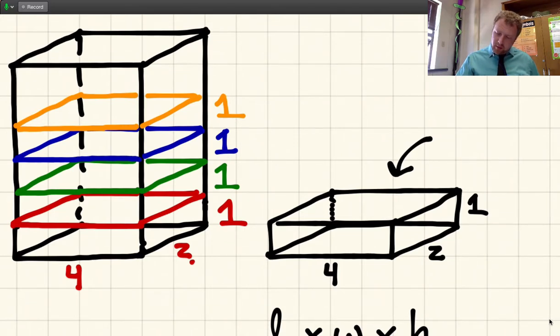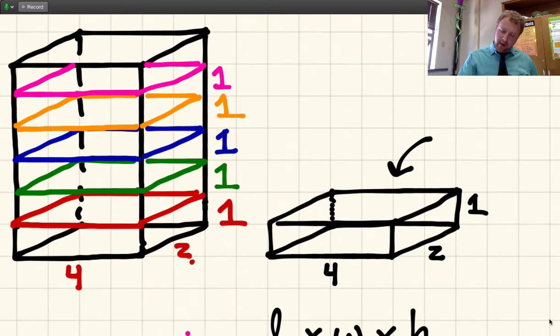And I'm going to go last but not least. I'm actually creating 2 here because there's 1 here and then there's 1 there. All right, I know each layer has a volume that's 8. How many layers do I have? I have 6 layers.